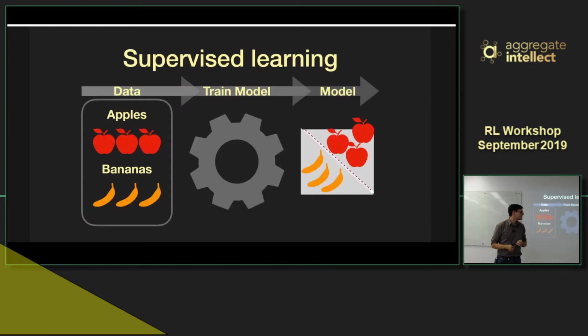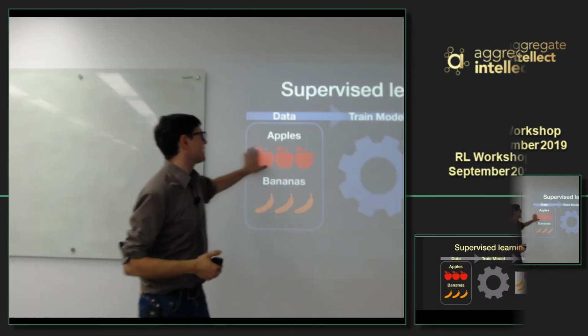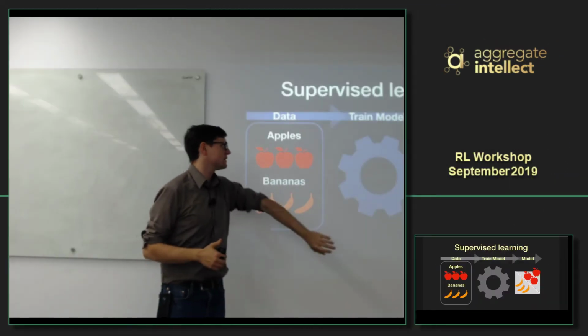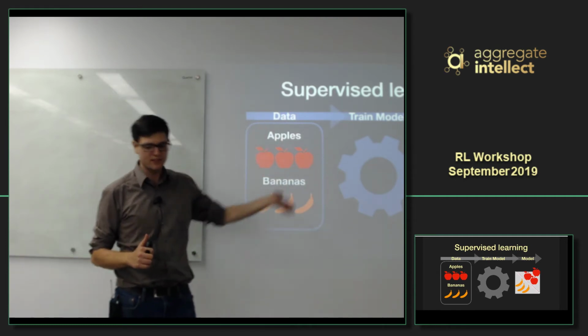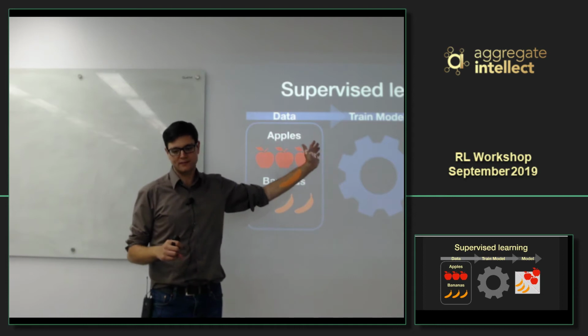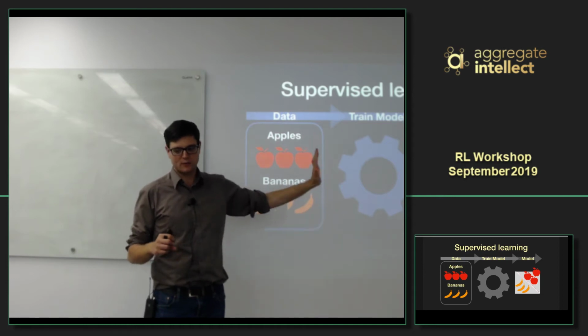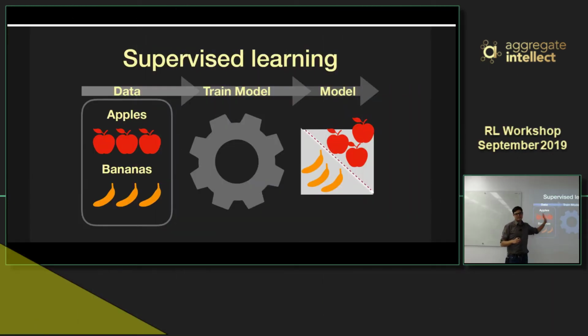So for traditional supervised learning, what happens is you have some labeled data set. Say you have apples and bananas, and then you train your model, and your model gets some separating hyperplane, or some decision rules. Then you can give it an unlabeled data point, and it's going to tell you, okay, this is a banana or this is an apple.